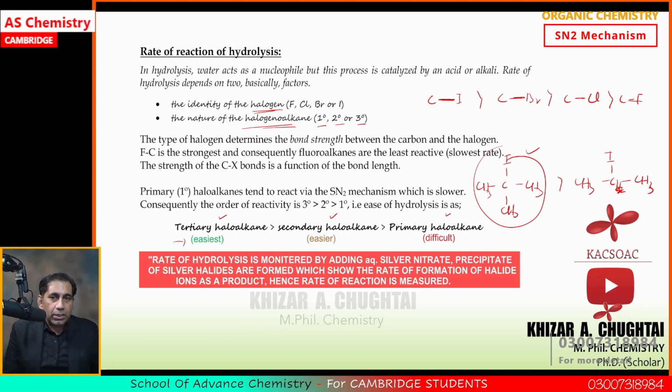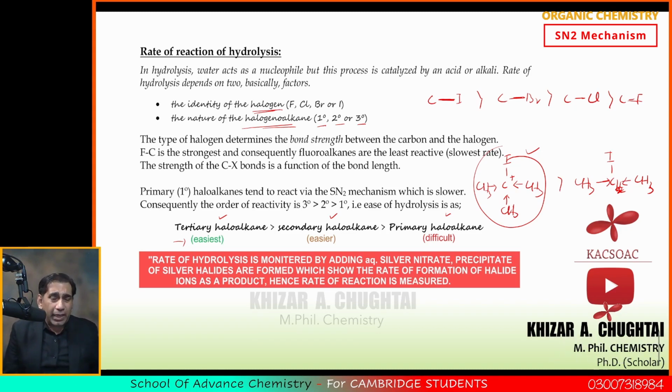Tertiary is easier because whenever it is going to have the positive charge, there are three groups over here to compensate its loss of electron. But in this case, there are only two groups, and they both are trying to compensate the impact of positive charge by positive inductive effect.